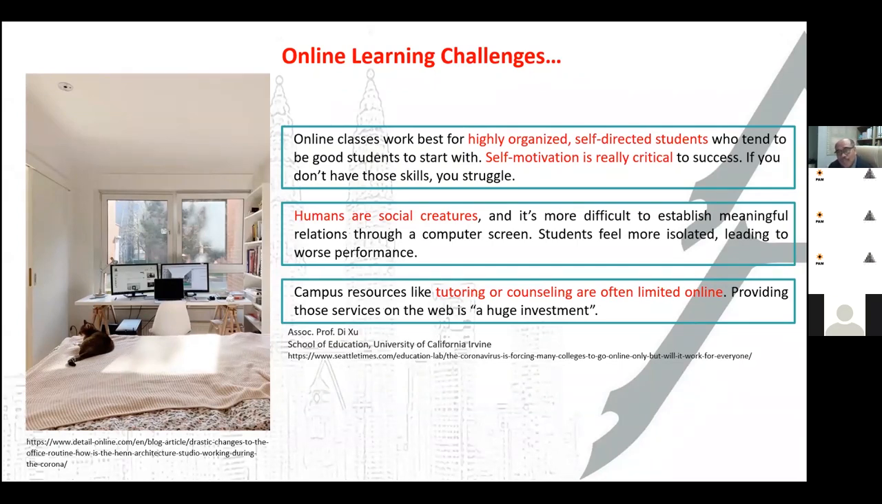And also because we are humans, we are social creatures, we need that studio environment for peer learning, for cross learning, and also to be among our friends to proceed with our design in the studio. And currently our campus resources are also lacking in these online materials. This one was conducted in the US, at the University of California, Irvine.